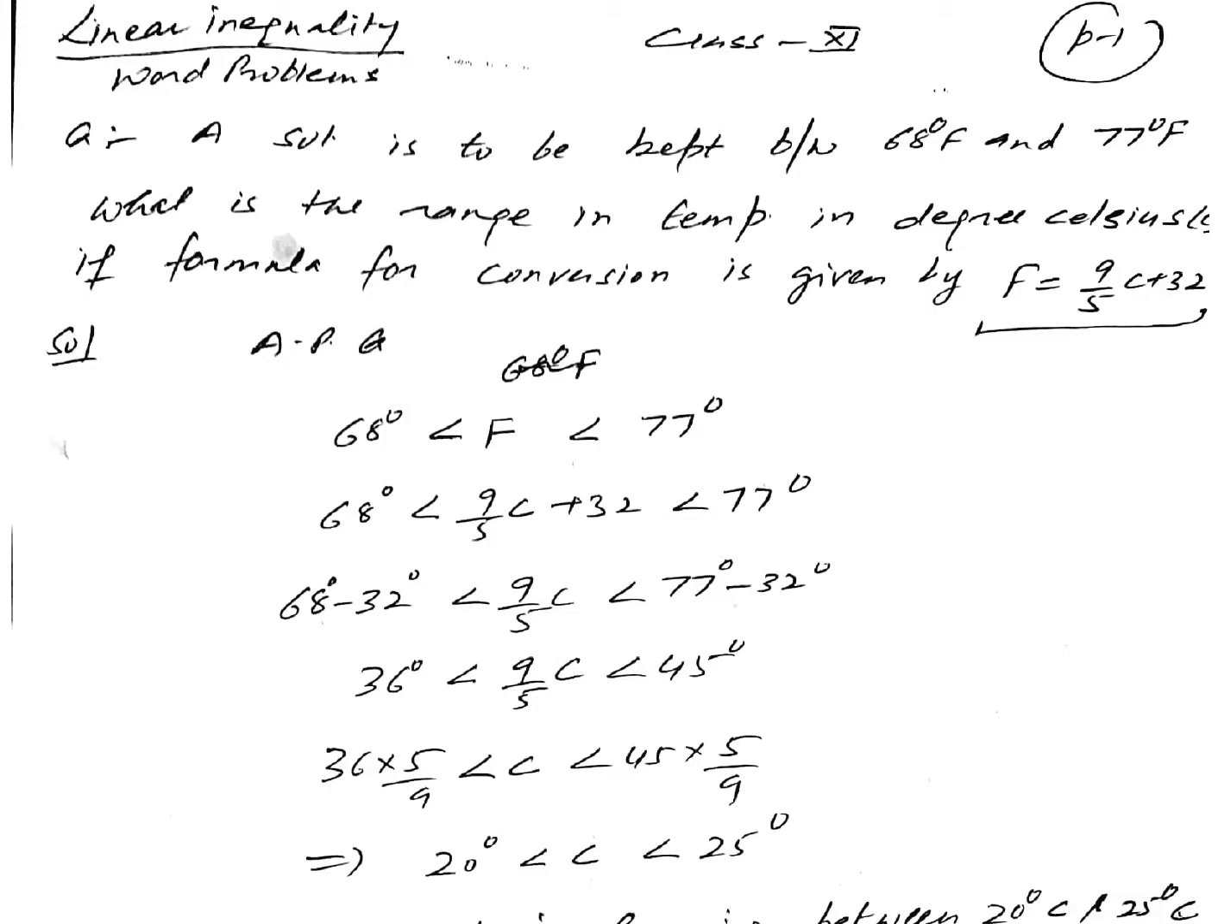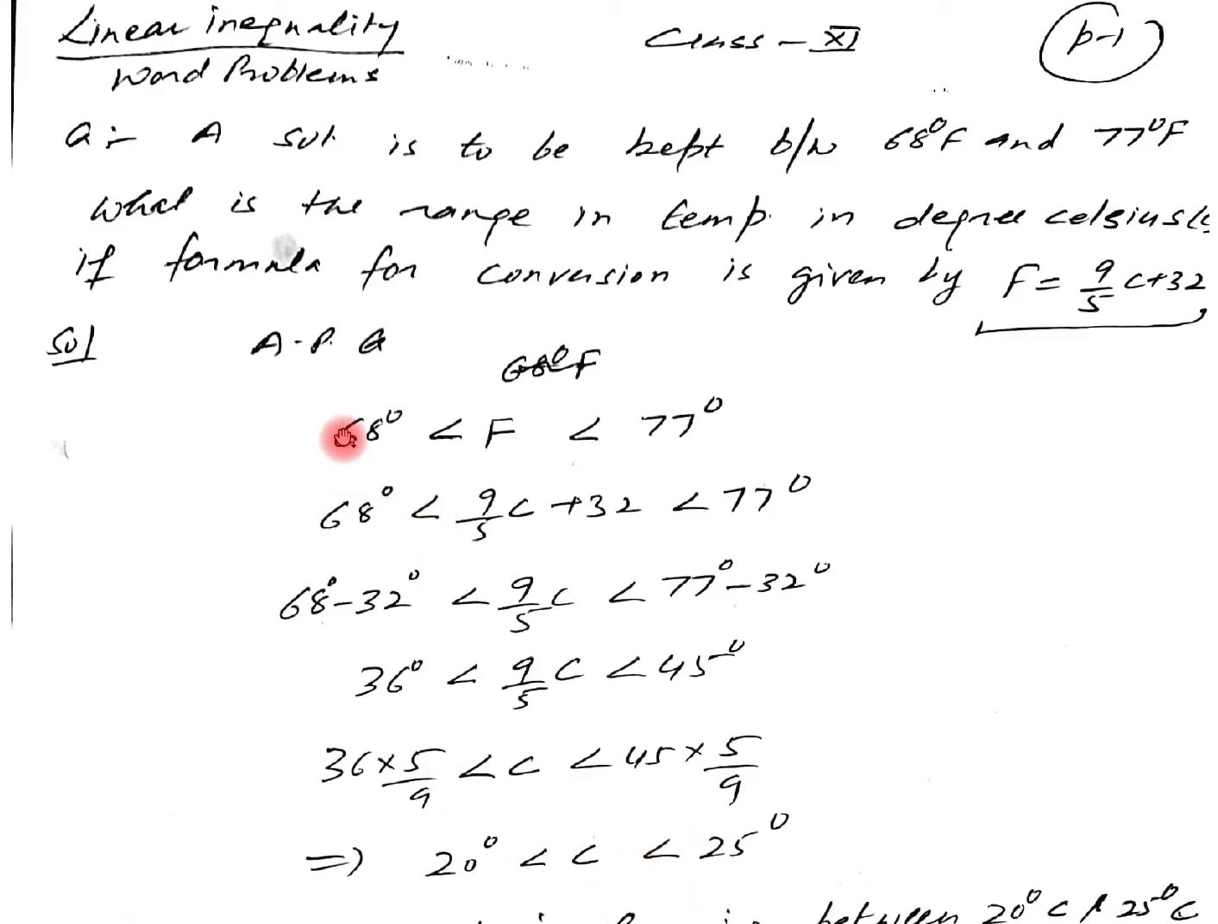Good morning, students. Let me explain some word problems from linear inequality. A solution is to be kept between 68 degree Fahrenheit and 77 degree Fahrenheit. What is the range in temperature in degree Celsius if the formula for the conversion is given by F equal to 9 by 5 C plus 32?